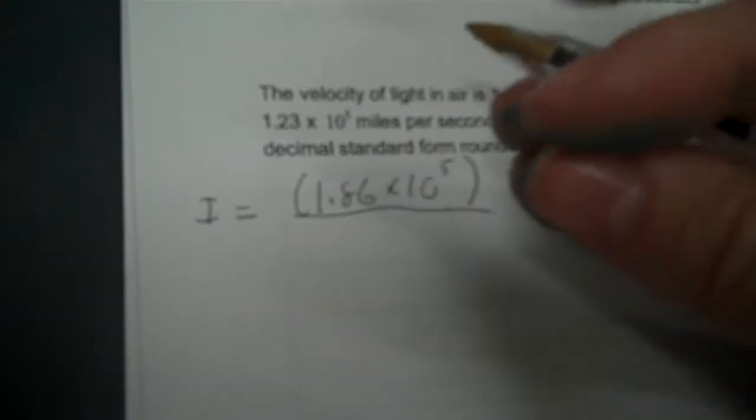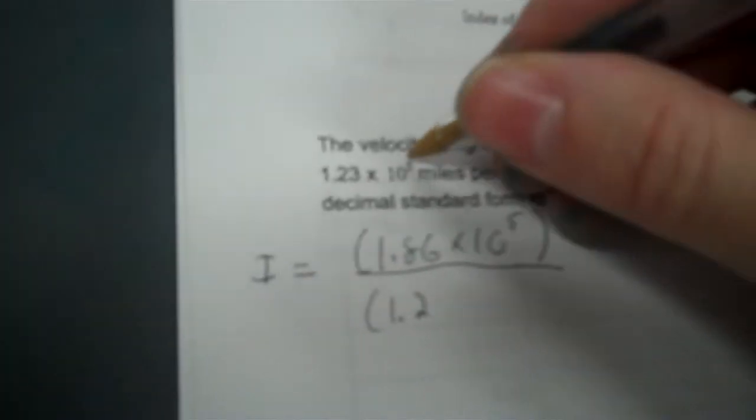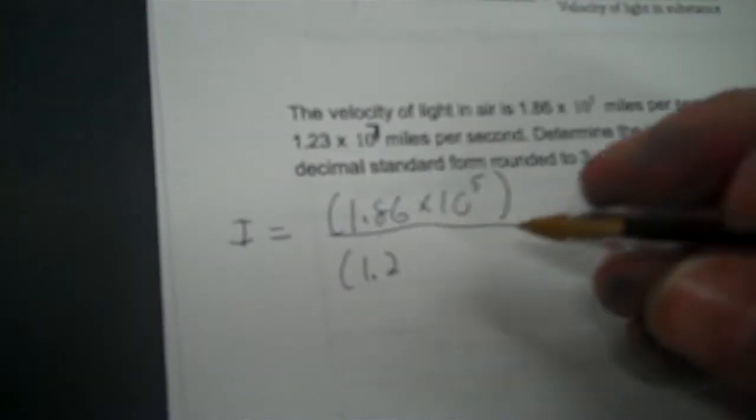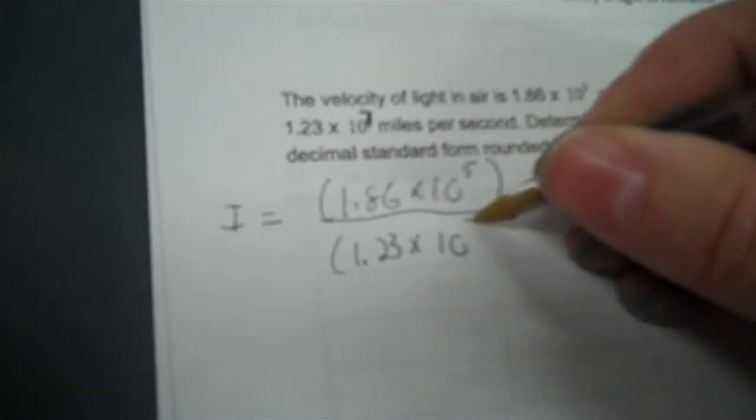Then the velocity of light in the substance, the velocity of light through glass, that's the substance, is 1.23. And I want to change that 5 to a 7, please, 10 to the 7th power. I'm changing the problem, times 10 to the power of 7. Now, I'll give the answer in standard decimal form rounded to 3 digits.